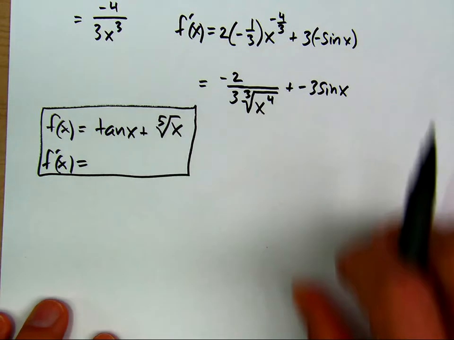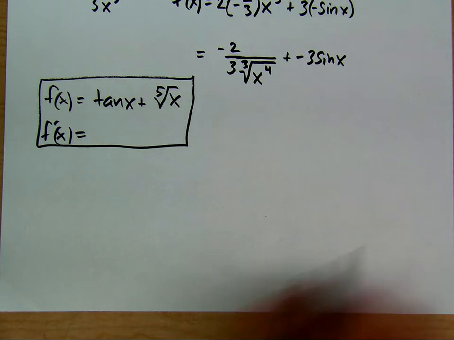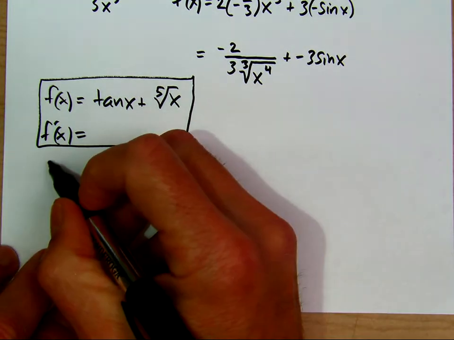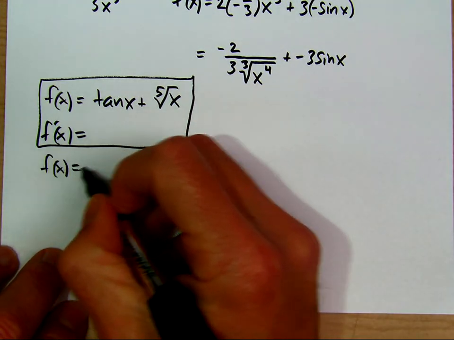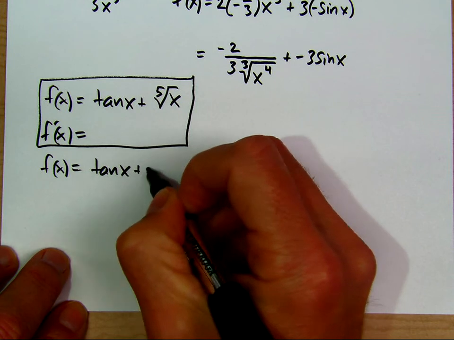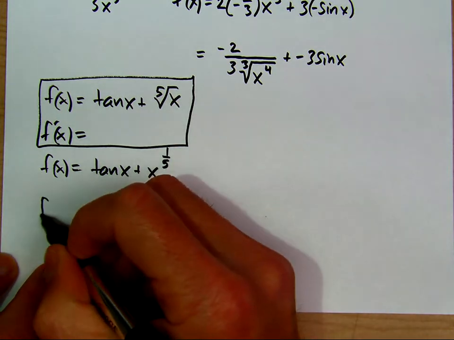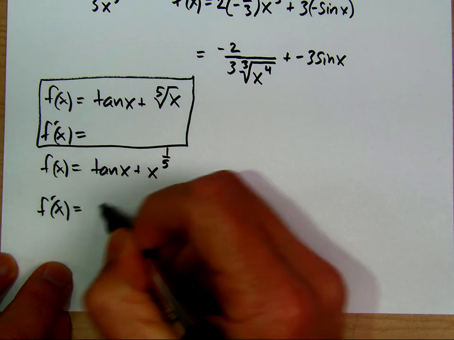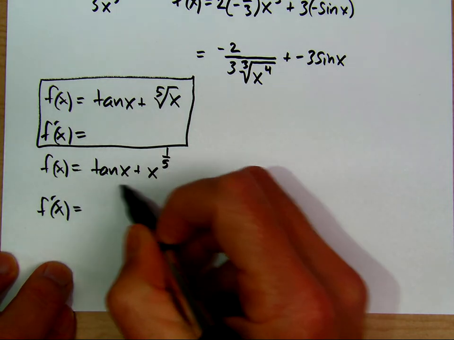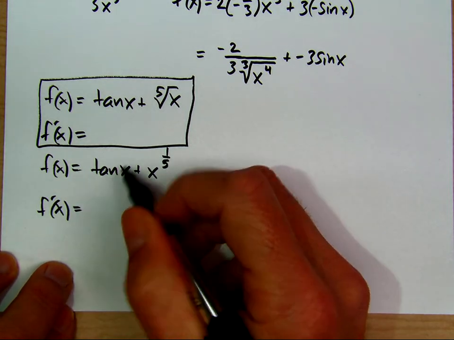And pause the video and try this one. Rewrite it as a fractional exponent. And now do the power rule on this. The derivative of tangent is secant squared.